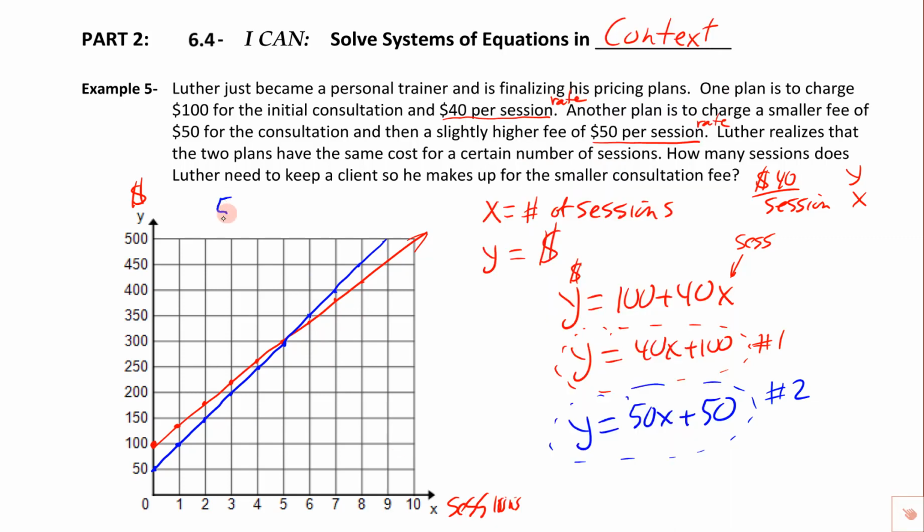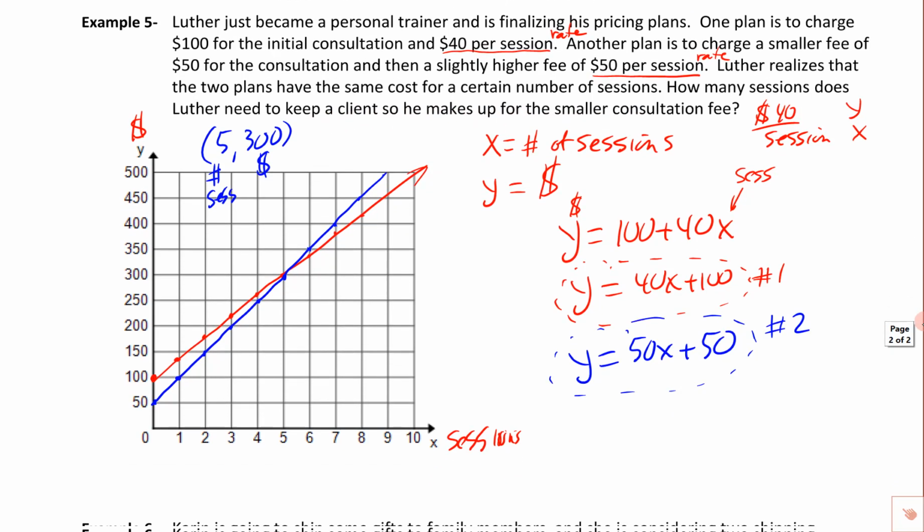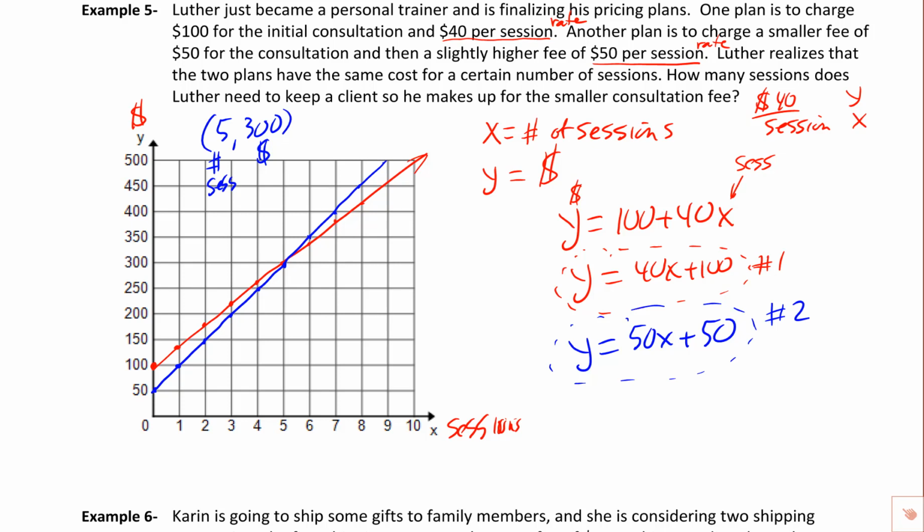So I'm going to write 5,300 here, and then we're going to remember we declared variables at the beginning. So this is the number of sessions, and this is the dollar amount. Okay, so how many sessions does Luther need to keep a client so he makes up for the smaller consultation fee? He needs to keep them for at least 5 sessions. So we're going to say at least 5 sessions.